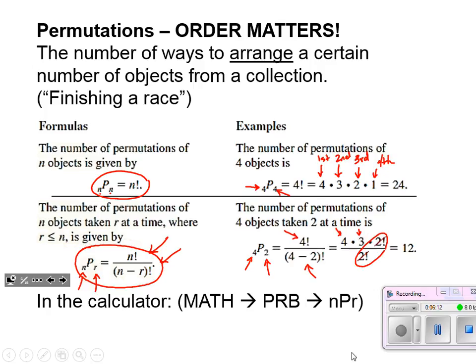The calculator can also handle this very well. To get to this nPr thing, n objects, we're going to arrange r of them, it's the following keystrokes. You hit the math key, and then it's PRB. It may also say prob for probability, and then nPr is an option.